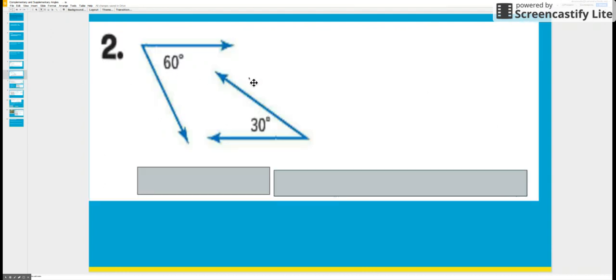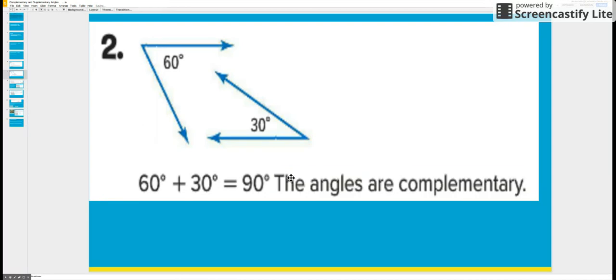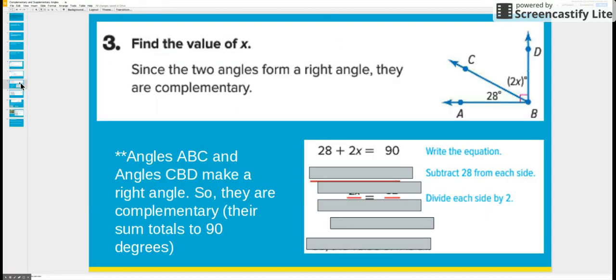Let's look at the second one. Identify as complementary, supplementary, or neither again. So this angle is 60 degrees, and this angle is 30 degrees. Well, let's add them up. 60 plus 30 gets you 90. So what is it called when the sum of the angles is 90 degrees? Complementary. So these two are complementary angles.